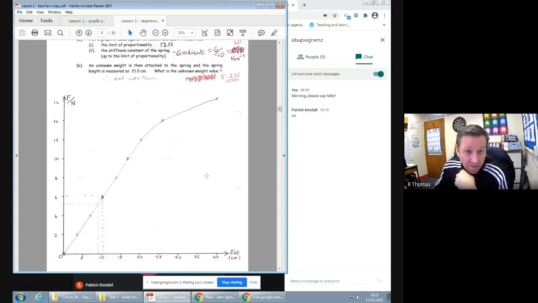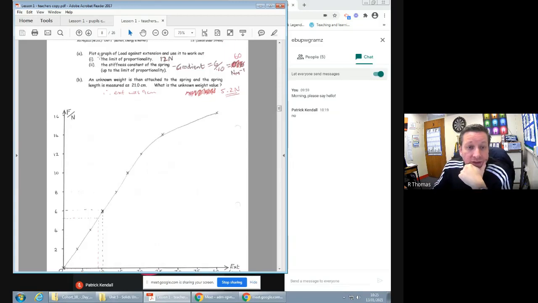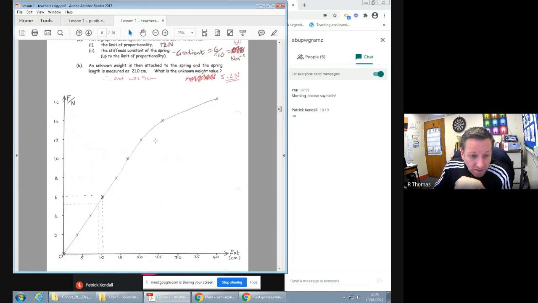That's something they might ask you to do. Using your graph, work out the limit of proportionality. So I'm sure you'd agree it's around there that it stops being straight, and that's roughly 12 newtons.